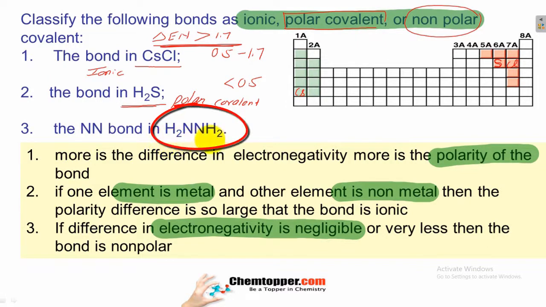Hydrogen. Nitrogen-nitrogen bond is going to be non-polar because there is no difference in electronegativity. Here, both the nitrogen-nitrogen atoms are identical and the difference in electronegativity is zero. Hence, nitrogen-nitrogen bond is going to be non-polar in nature.